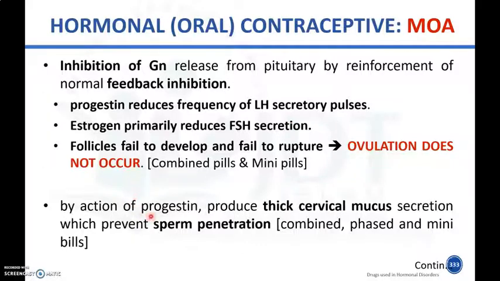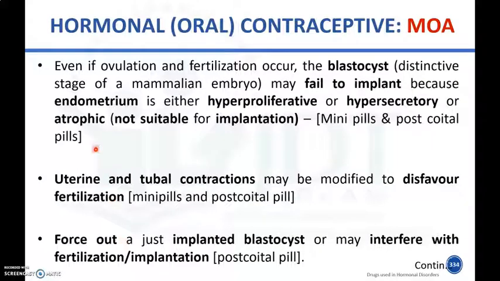Now second mechanism is by the action of progestin, they will produce a thick cervical mucosal secretion. So what will happen? It will prevent the sperm penetration. So if there is no sperm penetration, there will not be any sperm to combine with the ovum to fertilize. So there will not be any zygote formation. This will be in case of combined pill, phased pills, mini pills. Now coming to the third mechanism.